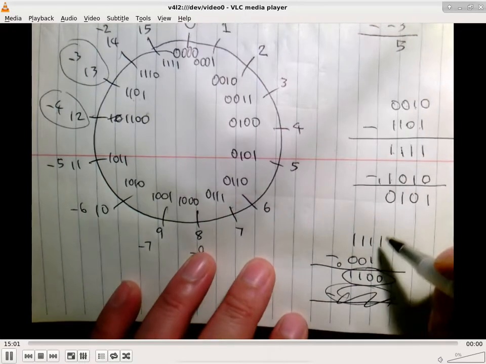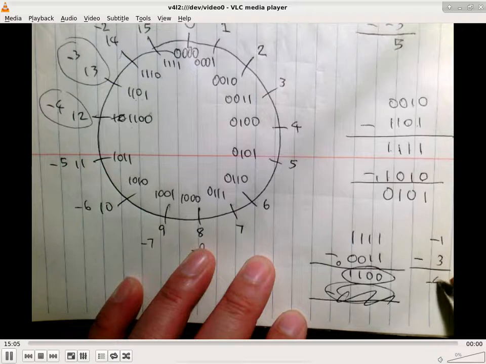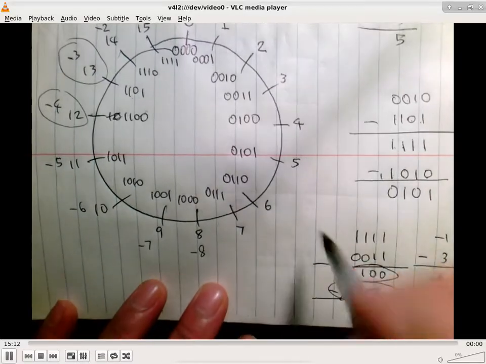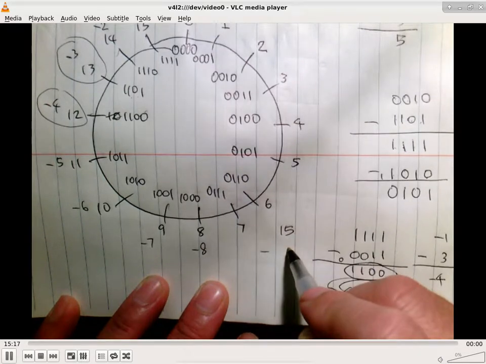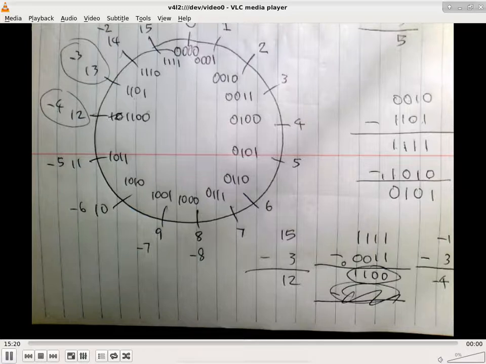If you look at 1, 1, 1, 1 as negative 1, negative 1 minus 3 is negative 4. Is 1100 representing negative 4? Yep. Okay, fine. What if you look at 1111 as 15? 15 minus 3 is 12. Is 1100 also representing 12? Yes. So what do you care? It doesn't really matter whether it is representing negative 4 or 12, because 1100 is correct in both cases.